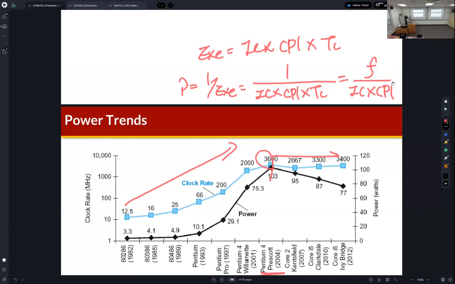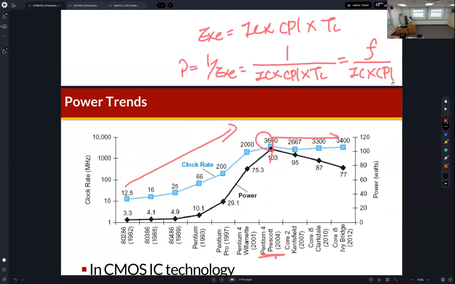So which means that the performance, if the instruction count and CPI are the same, which means that software is the same and the architecture is the same, then the performance of a CPU is proportional to the clock frequency, right? So what does that mean? Clock rate has increased exponentially, which means that until the Pentium 4 Prescott, we can say the performance of a computer has increased exponentially, right?